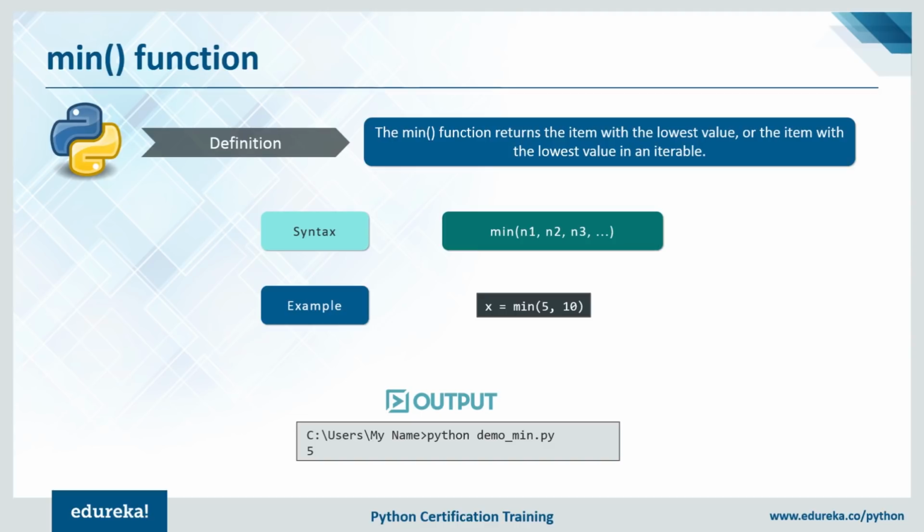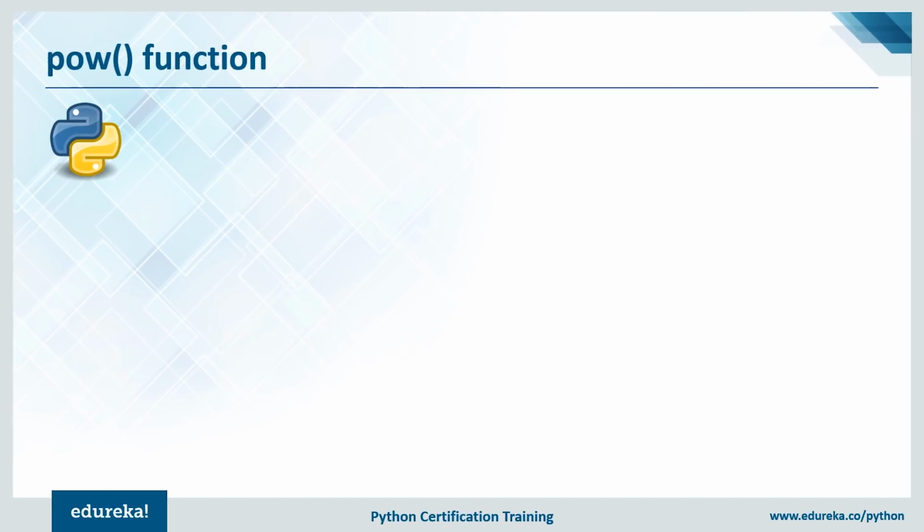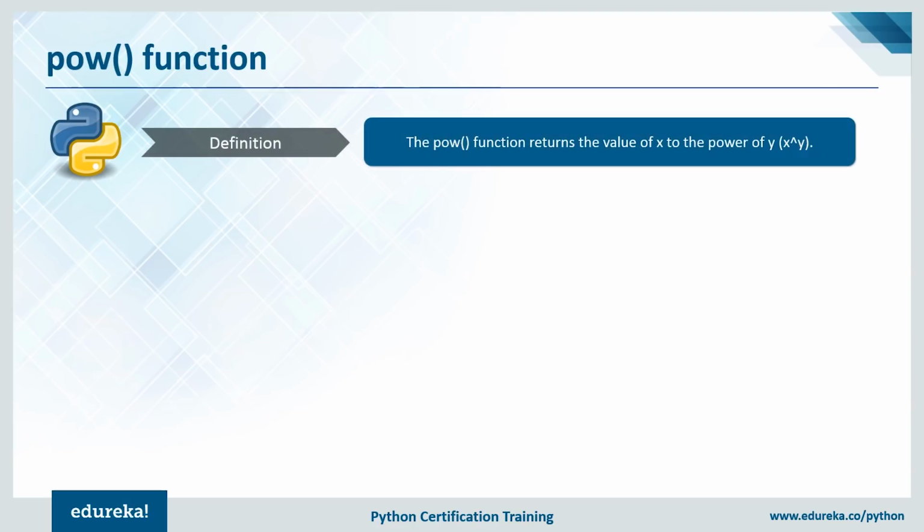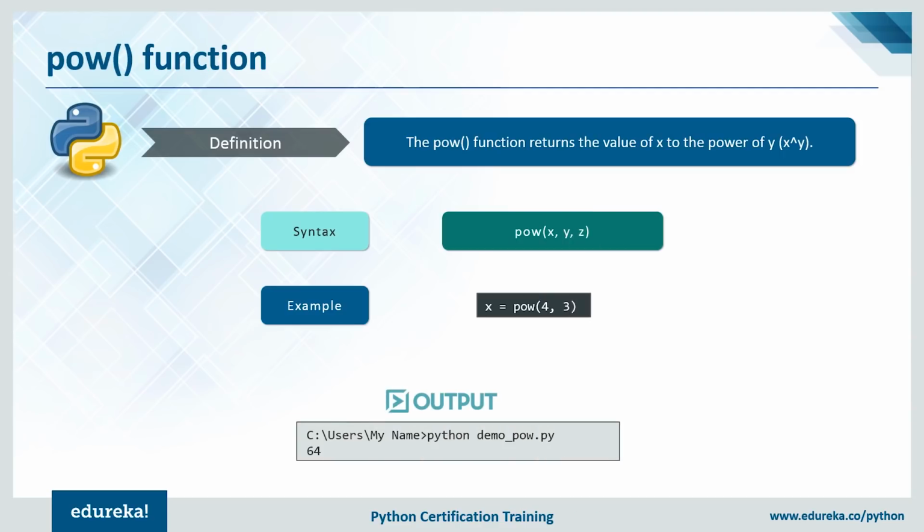So moving on, next I have for you guys is the POW function. POW stands for power, so it's basically exponentiation here, guys. The function returns the value of x to the power of y. There are two parameters present, right? What is the base and what is the power? If there is a third parameter, then it returns x to the power of y, modulus z. Quickly check out the syntax and the example, guys.